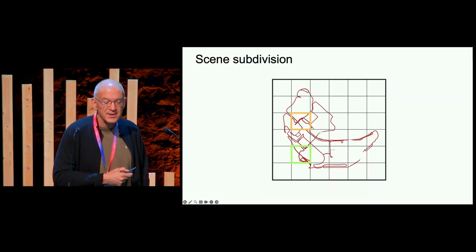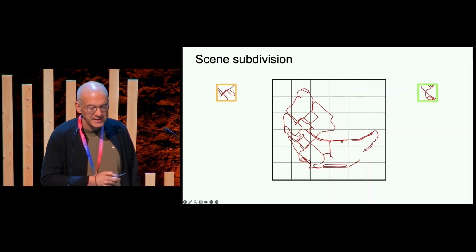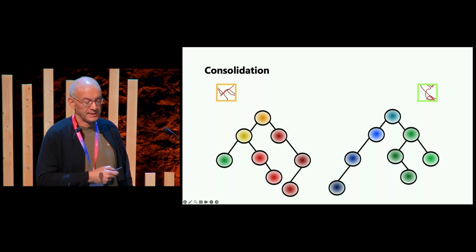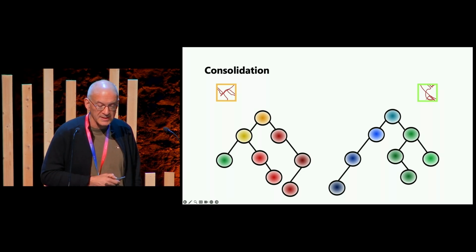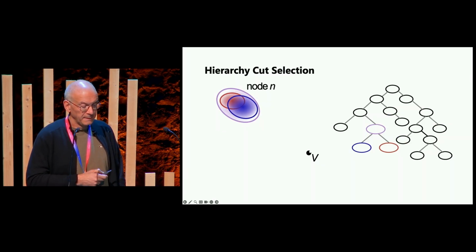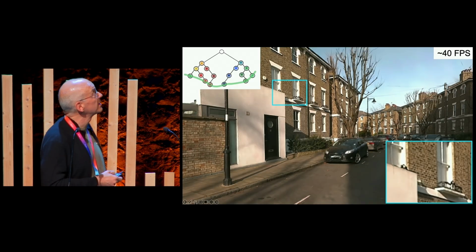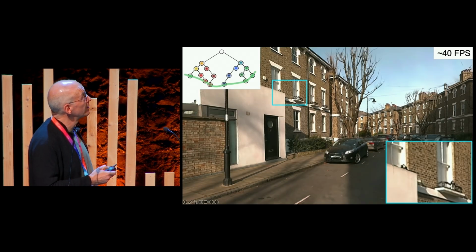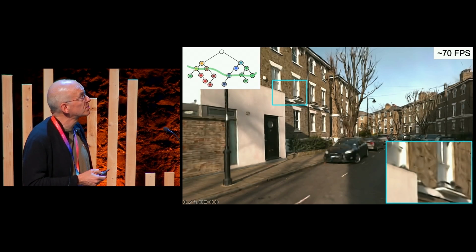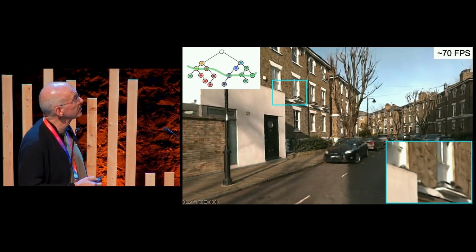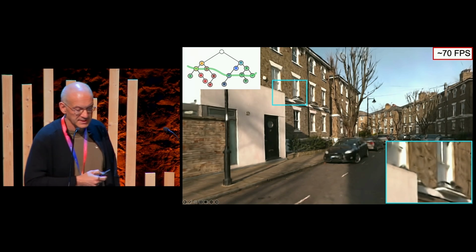So we use standard graphics techniques, a divide and conquer approach with a hierarchy within each one of the cells, which we consolidate. And then you can choose your level in the hierarchy depending on where you want to be. So here, for example, we've chosen the lowest level. We get 40 FPS, but high quality. While if we switch to a higher cut in the tree, the quality is lower, but we have 70 frames per second, so that it's better.